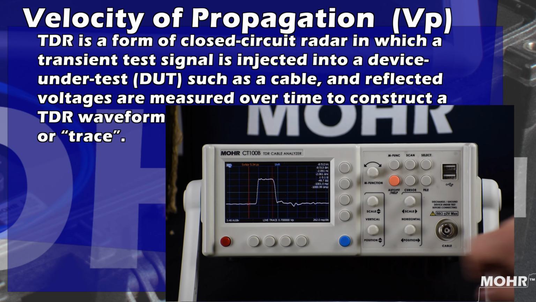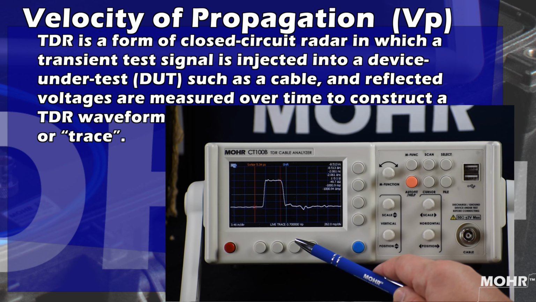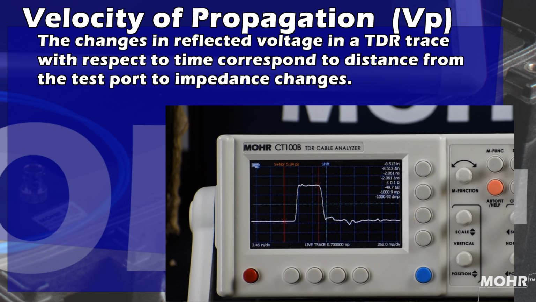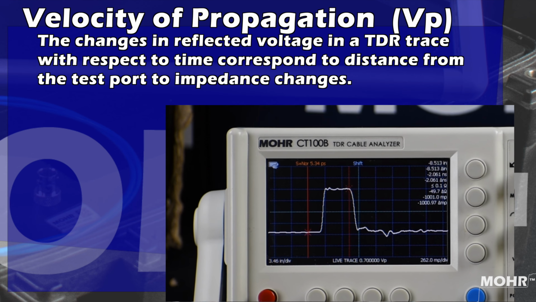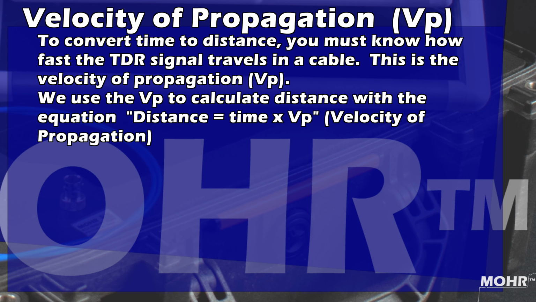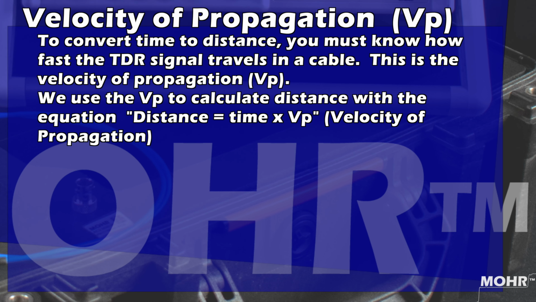When scanning a cable and saving a trace, the accuracy of the distance measurement depends on the VP, or velocity of propagation, being accurate. This is the fraction of the speed of light that electricity travels in a cable.